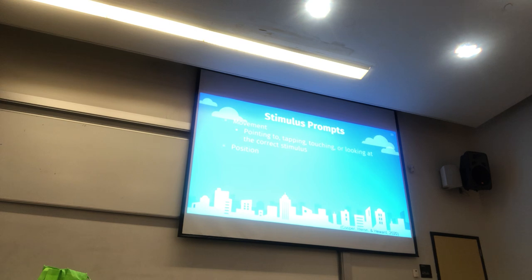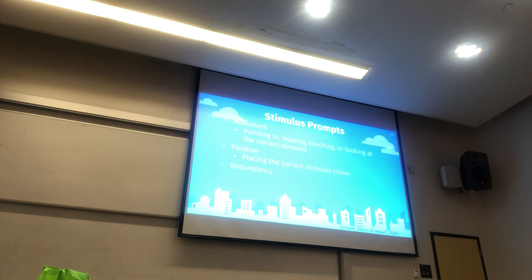There's also a position prompt. So if you're thinking of maybe a receptive ID task, you would place the correct stimulus a little closer to them. Or let's say they're right side biased, you might place it on the right side, just so that they're going to engage in the right response.